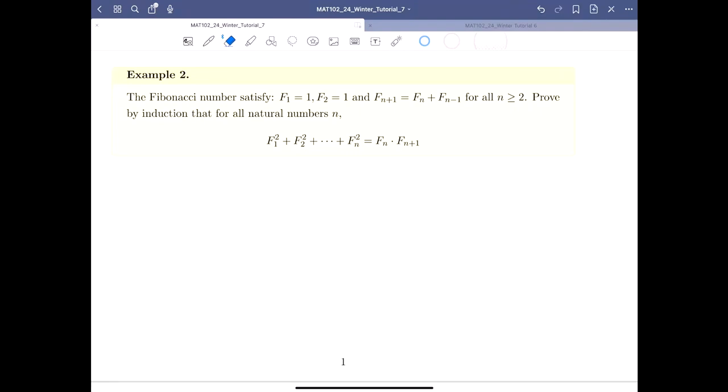Now, raise your hand if you think we need regular induction. Raise your hand if you think we need strong induction.